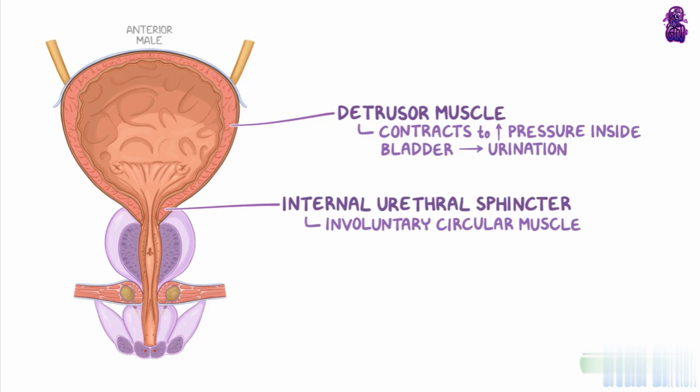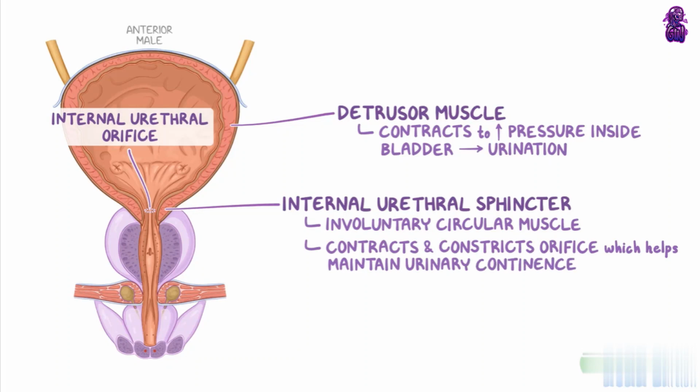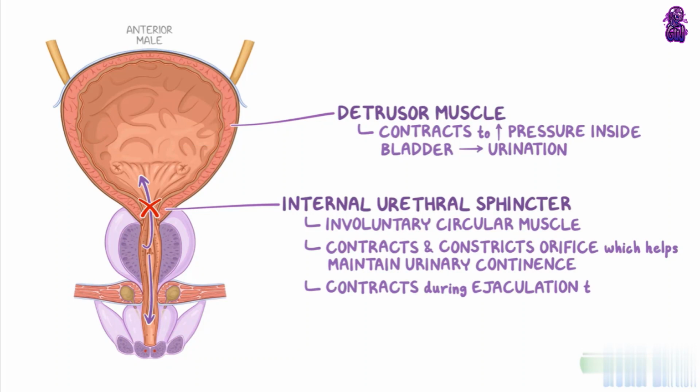This muscle surrounds the opening between the neck of the bladder and the urethra, called the internal urethral orifice. The internal urethral sphincter contracts and constricts the orifice, which helps maintain urinary continence. In males, it also contracts during ejaculation to prevent retrograde ejaculation of semen into the bladder.